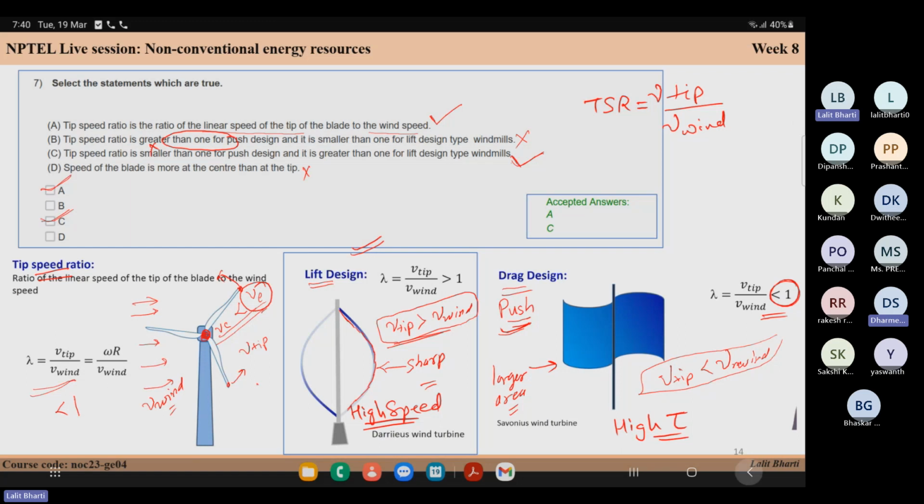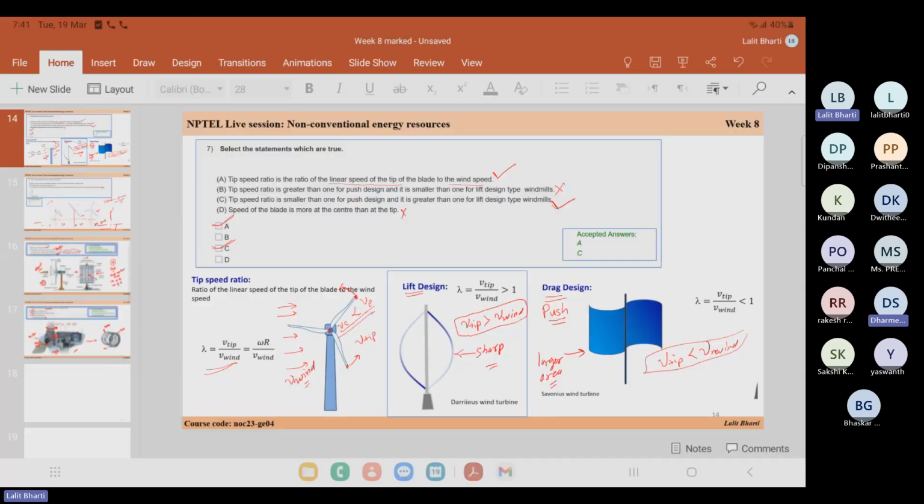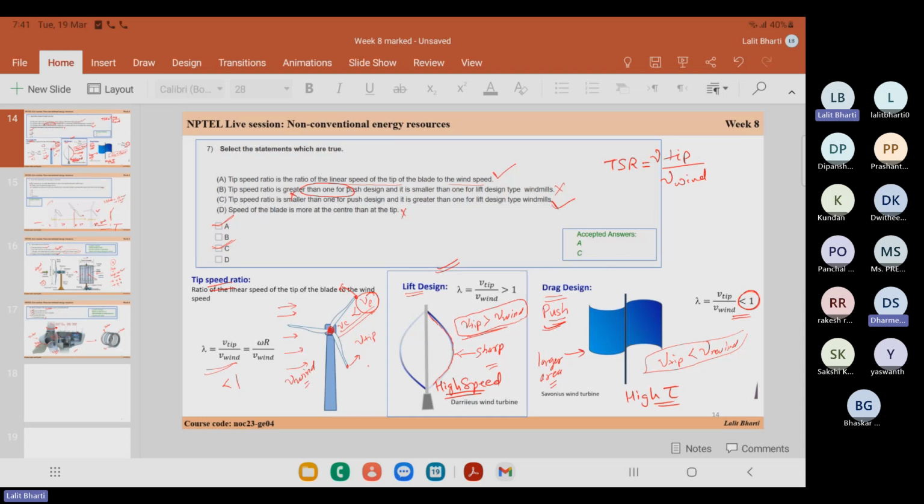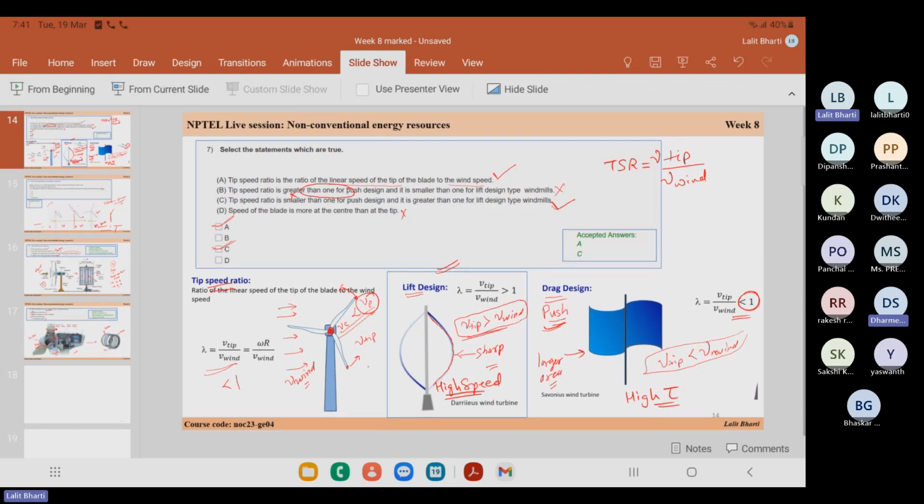Good evening, Yes, sir. yes, yes, Sir, may I ask one query yes, sure. regarding this? Actually, in this lift design, drag design, and left extreme tip speed ratio, so Hmm. lambda is less than 1.